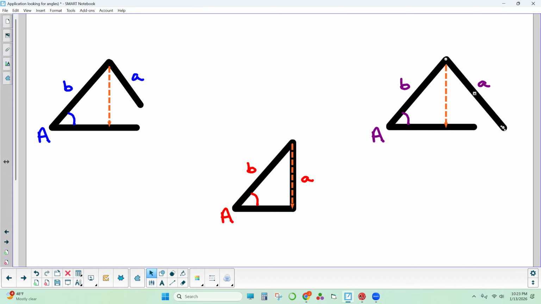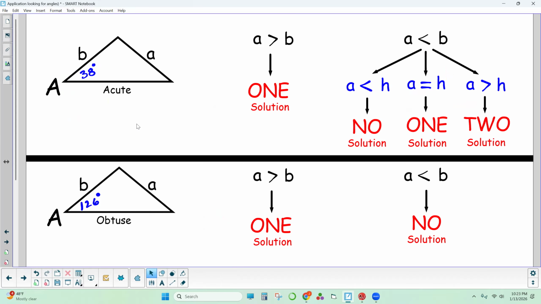Now, how do we figure this out? I've put together this flowchart that I like to use. In the flowchart, we've got two scenarios: a side-side angle acute triangle and a side-side angle obtuse triangle. Let's look up top first. If we have an acute triangle, we look at the relationship of A and B. A is always the side across from the angle given, and B is the non-corresponding side.